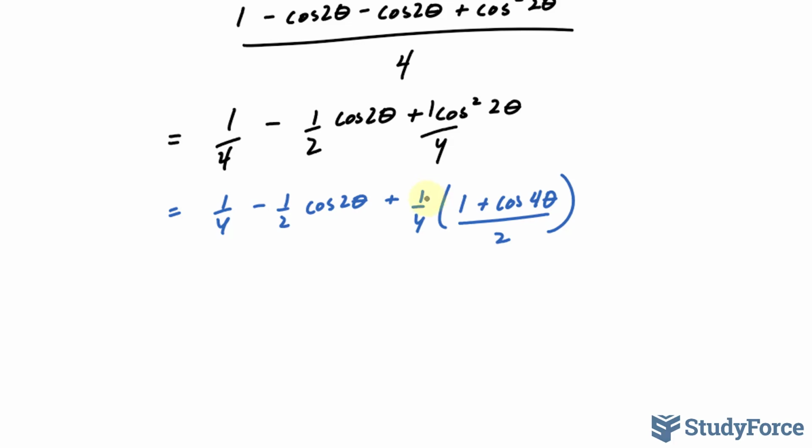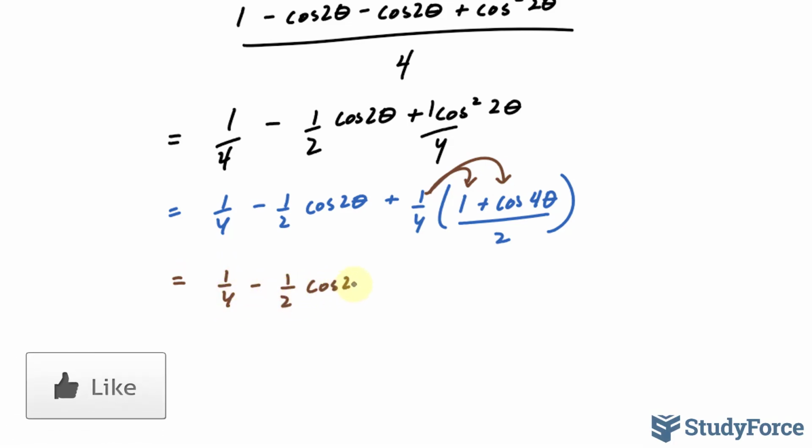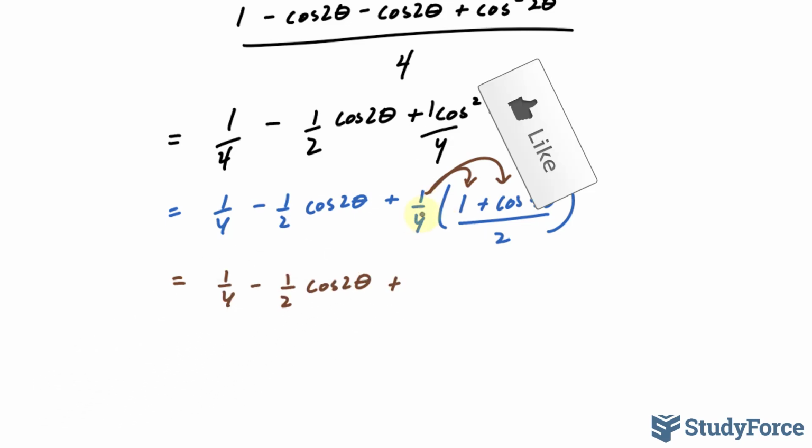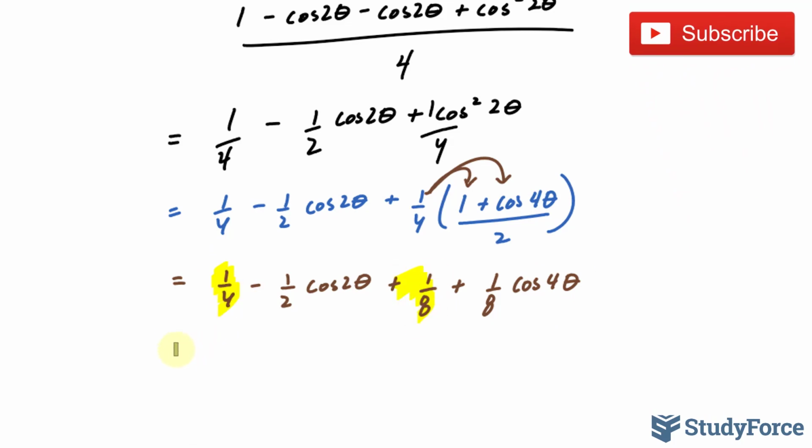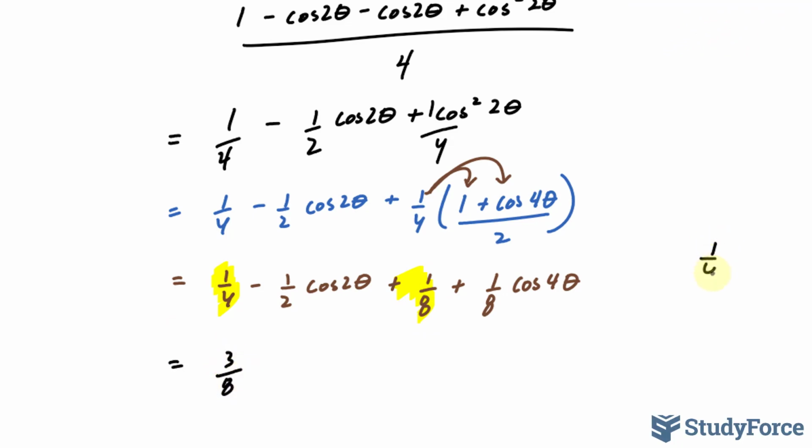I'll multiply this quarter into the brackets. We end up with 1 over 4 minus 1 over 2 cosine 2 theta plus a quarter times 1 over 2 is 1 over 8 plus a quarter times cosine 4 theta over 2 is 1 over 8 cosine 4 theta. I'm going to combine this like term with this one, and this gives us 3 over 8, because a quarter plus 1 over 8 is 3 over 8, and everything else stays the way it is.